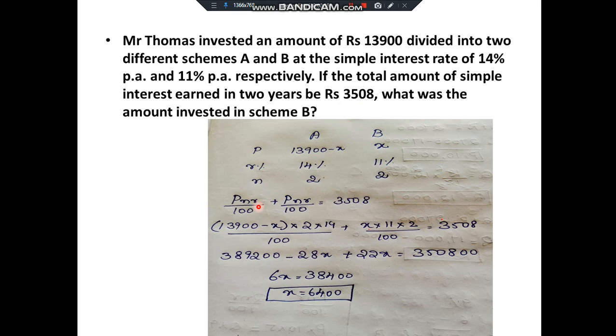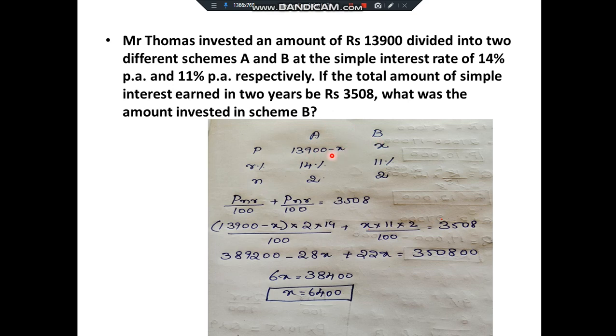One you consider to be x. Always remember, what the question asks for, that you consider as x. Here we will have to find the principal for scheme B, right? That you take as x, because finally you will get the direct answer. It is nothing wrong if you take A as x also, you will get the answer, but you will have to do one more step. When you choose A's principal as x, B is 13,900 minus x. So first we will find A only, and then you have to subtract it from 13,900.